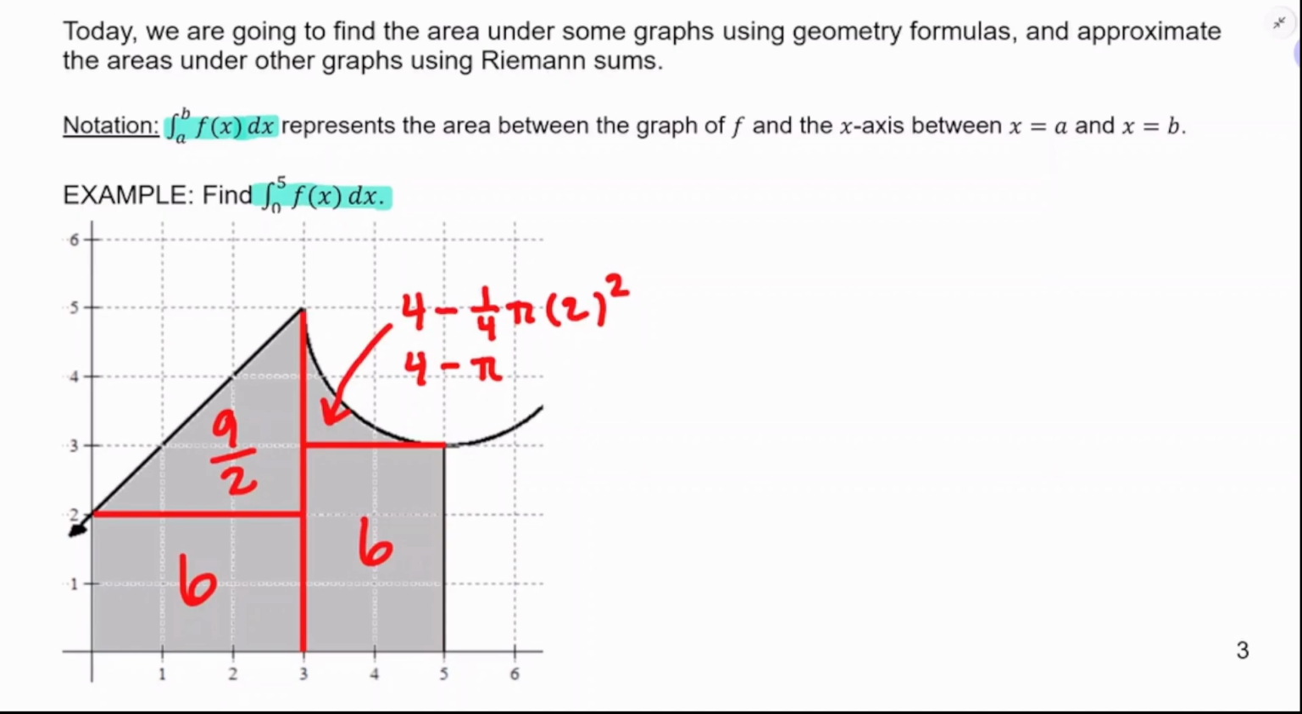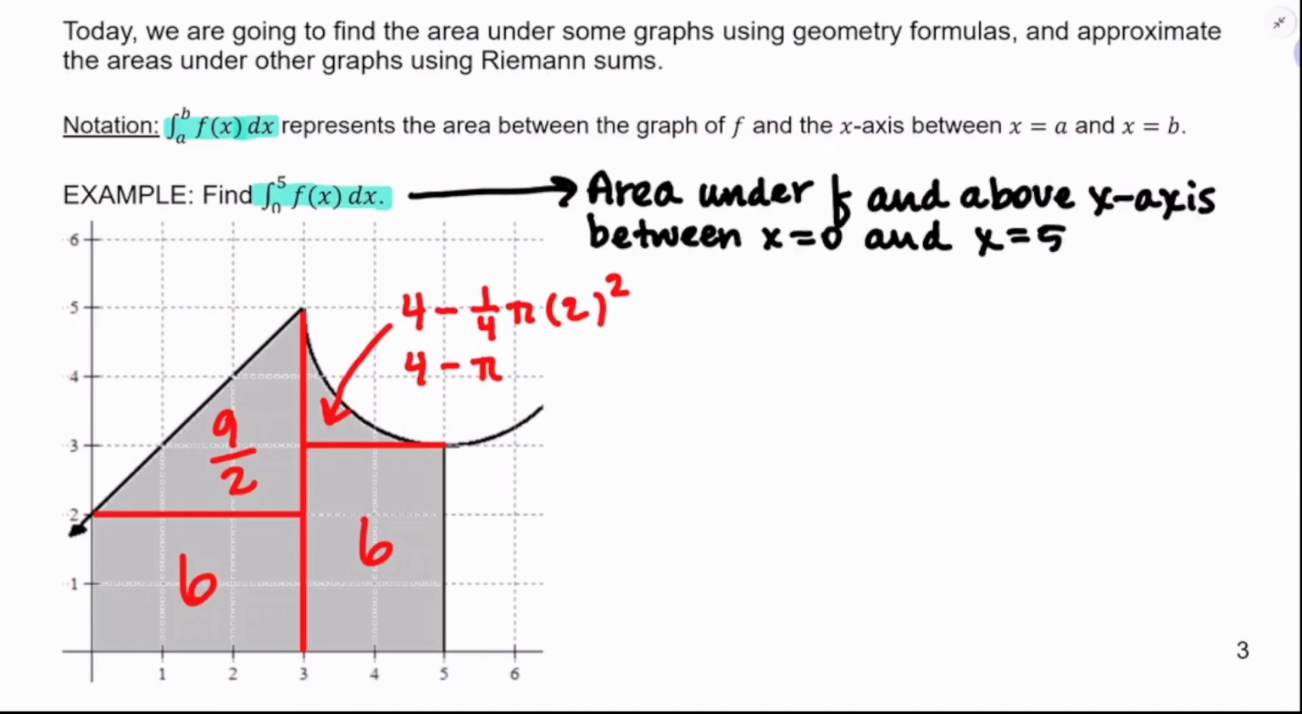So if they ask me for the integral from 0 to 5 of f of x dx, what they really are asking me for is the area under the graph of f and above the x-axis between x equals 0 and x equals 5. And so we'll find that by just adding up all of the pieces that we found. So it's going to be 6 plus 9 halves plus 4 minus pi. And you could simplify that if you wanted, but I'm just going to move on.